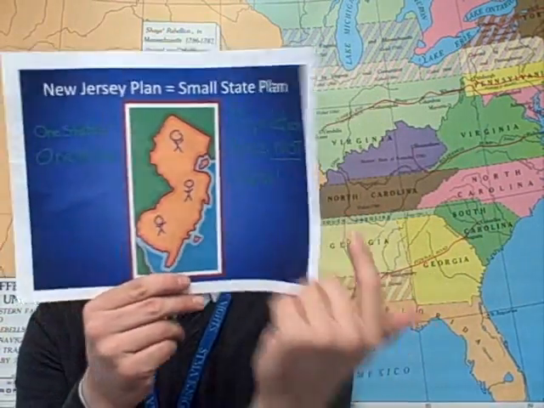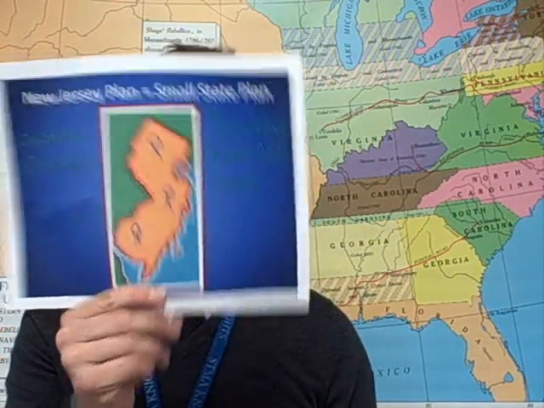Then on the other side, we have the small state plan, or the New Jersey plan, and the idea here is that each state has equal representation. Because the small state plan creates the United States Senate, how many senators does each state have? Dos, right? We have 2 senators in each state for a grand total of 100 senators in the entire Congress. In Minnesota, our 2 senators are Amy Klobuchar and Al Franken. So they are our senators for the state of Minnesota.